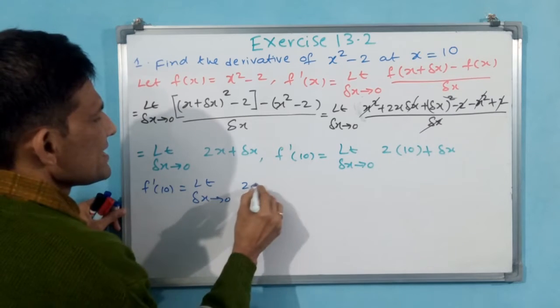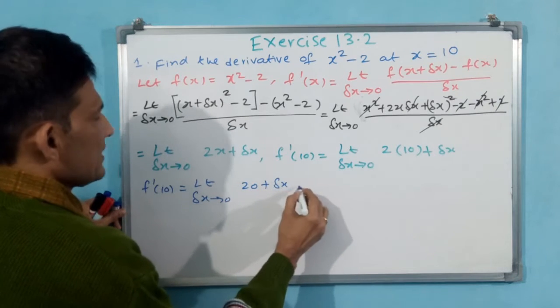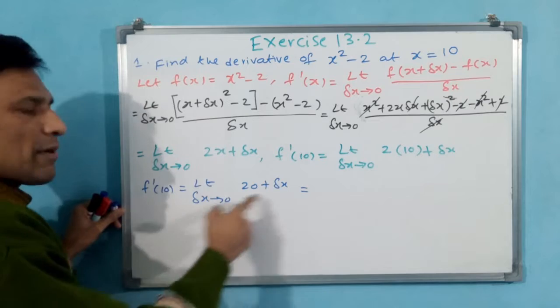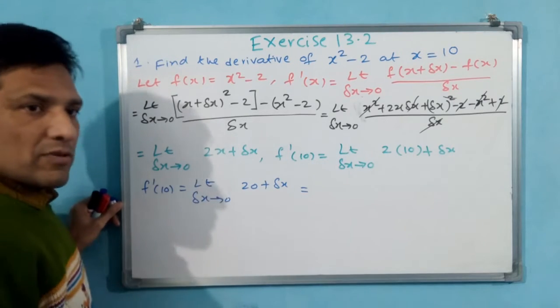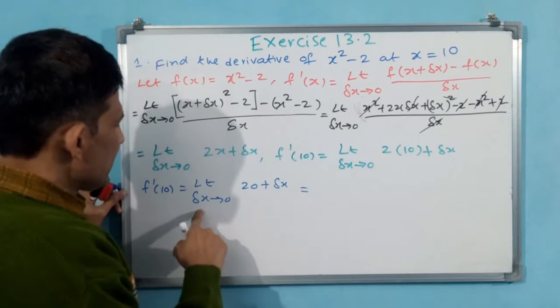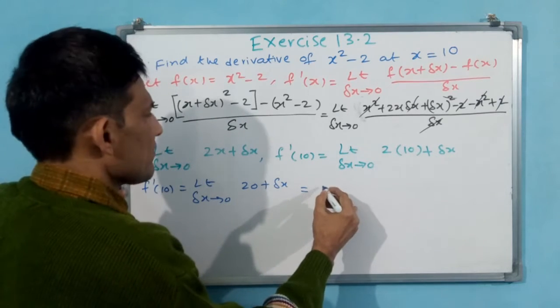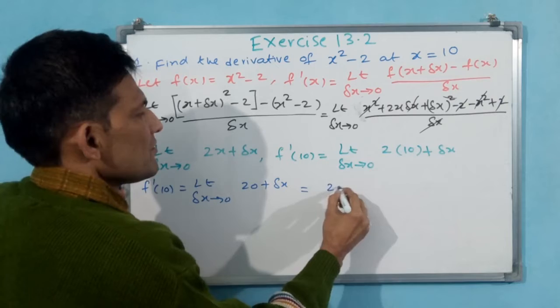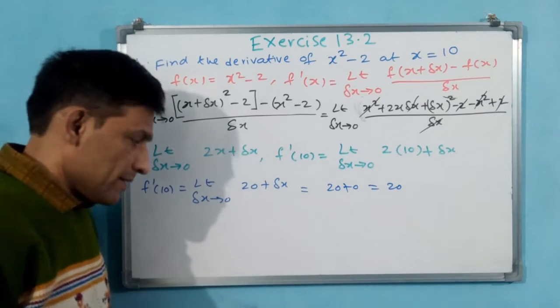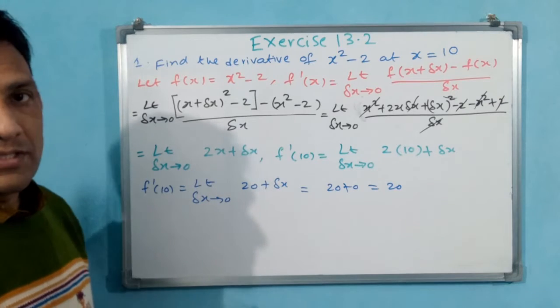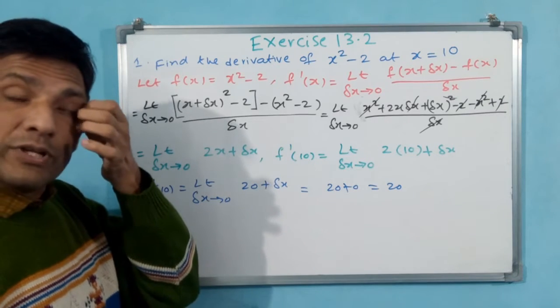20 plus delta x, that is equal to. See, now I am applying limit. x already applied. First you have to apply x, then finally you have to apply delta x. Delta x I am applying. Delta x, if I apply, automatically what will happen? 20 plus 0, that is equal to 20. Okay? Okay. See, this is the answer. In one step also you can do.